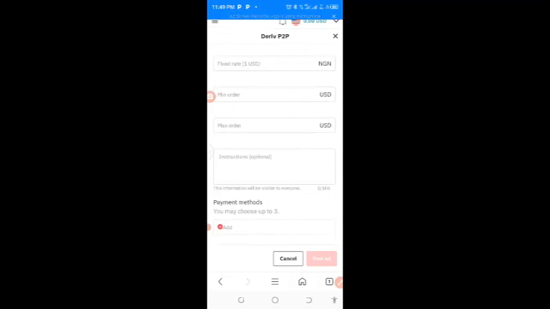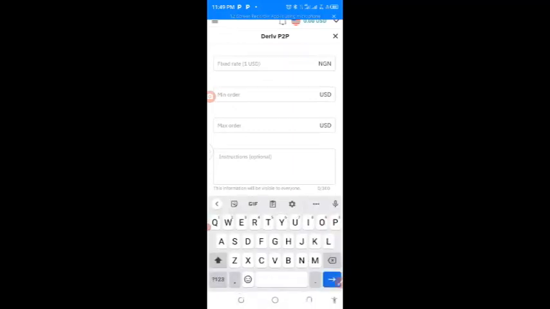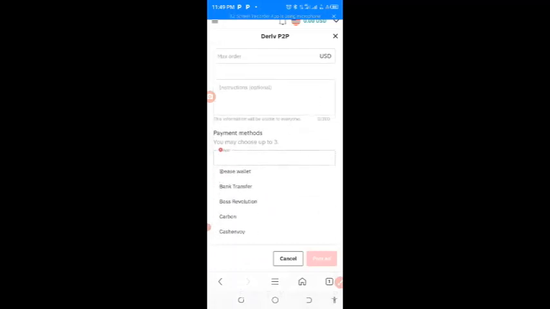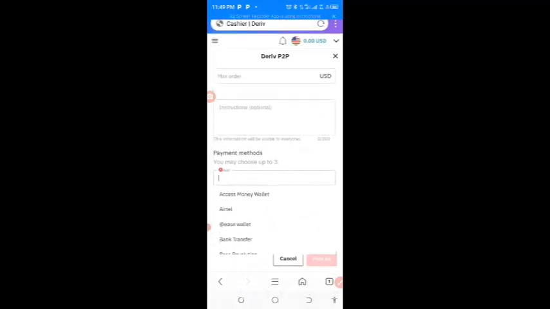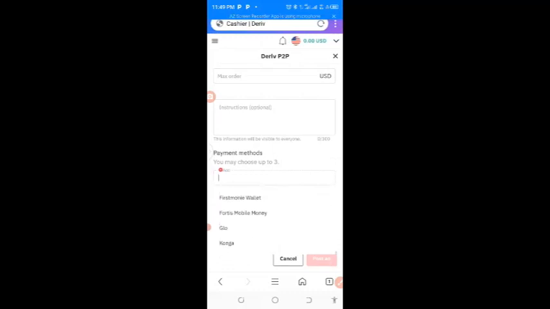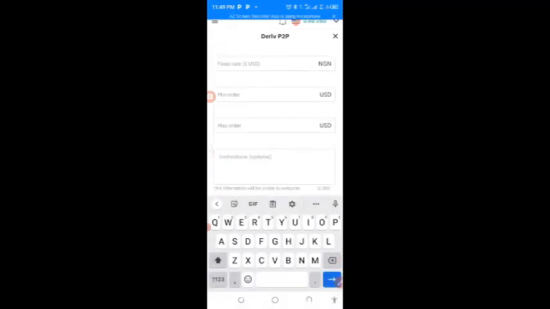Payment method, I will say payment method. In this one now, we have different bank accounts you can use. They are using Access Money Wallet, Airtel, SC Wallet, Bank Transfer, Revolut, Carbon, and so on. If your own account or your bank is not there, you can also add it. You can write it here and add it.